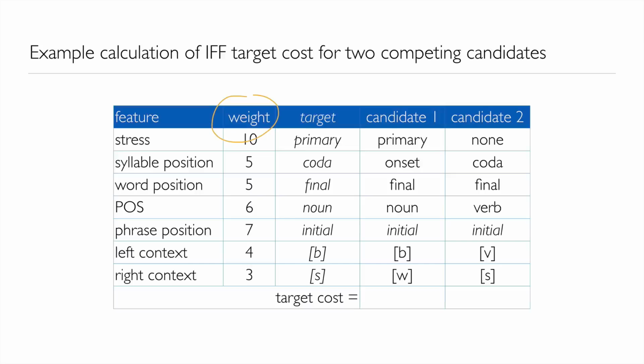Candidate 2 came from a left phonetic context of V. This has a fairly similar place of articulation to the desired target left phonetic context of B.